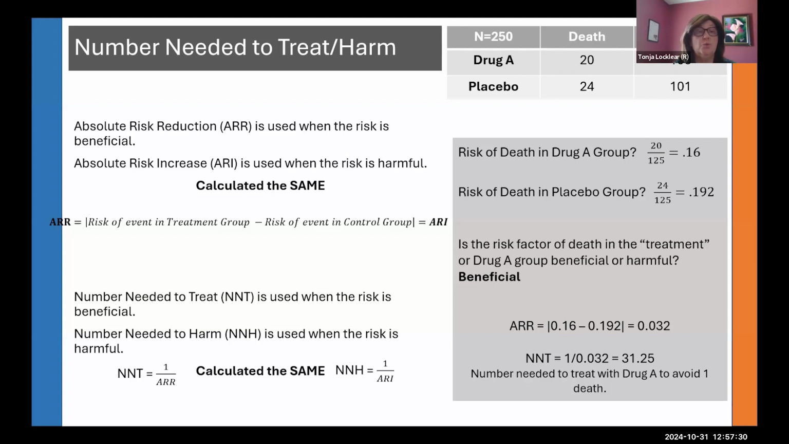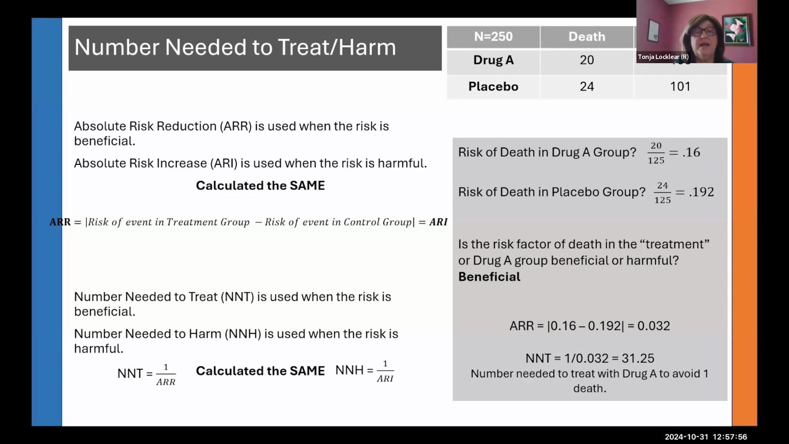And that is used when the risk is beneficial. And then absolute risk increase is used when the risk is harmful. So in other words, it's calculated the exact same way. You're going to take the risk of the treatment group and you subtract it from the risk of the control group. And in this case, when we subtract these two, we're going to take the absolute value of that. So it's going to be a positive value at all times. And we're going to get 0.032.